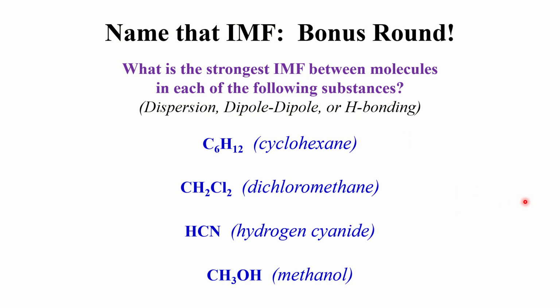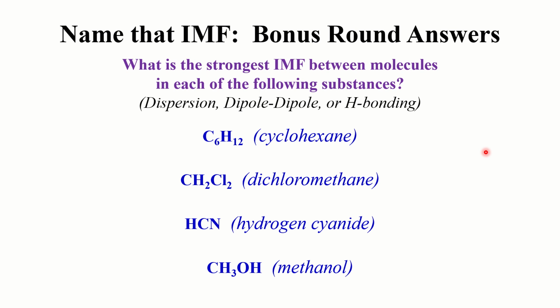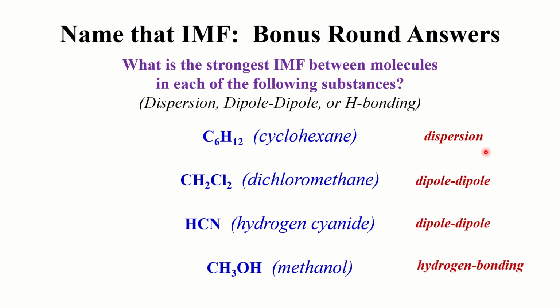Let's go ahead and have you try this for these four molecules. So again, pause the video and answer for these four. Would they have dispersion, dipole, or hydrogen bonding? What would be the strongest IMF these molecules would exhibit? All right, and here are your answers for these four molecules.